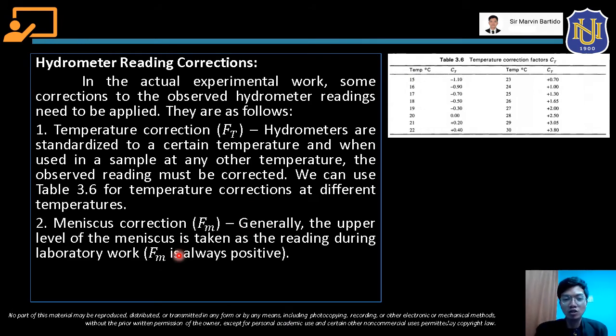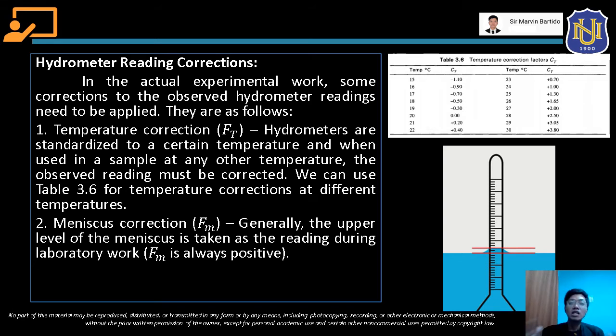Now, for the second correction, this is the meniscus correction. This is denoted as F sub M. Generally, the upper level of the meniscus is taken as the reading during laboratory work. So class, when we conduct this experiment, ang makikita natin na reading class is itong nasa upper meniscus. Meron tayong tinatawag na upper at saka lower meniscus. Ito yung upper meniscus, tas yung lower meniscus, ito.